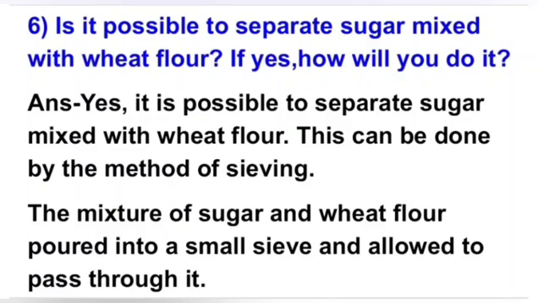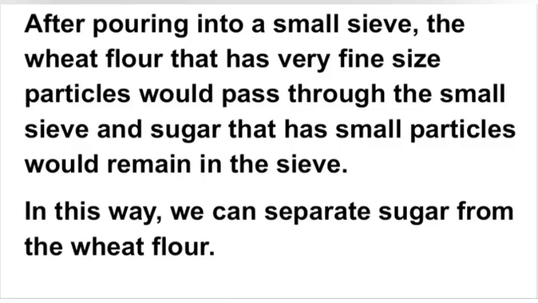The mixture of sugar and wheat flour is poured into a small sieve and allowed to pass through it. The wheat flour, which has very fine particles, passes through the small sieve, and the sugar, which has larger particles, remains in the sieve. In this way, we can separate sugar from the wheat flour. The wheat flour has very small particles, so it can pass through the small sieve.